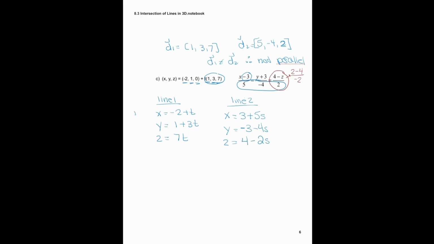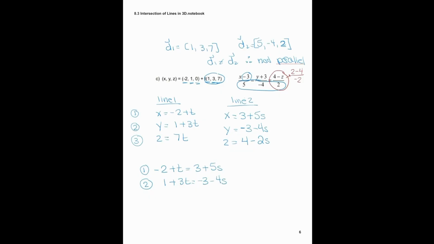Okay, let's say this is our equation 1, here's equation 2, here's equation 3. So we're going to pick any two of those equations and solve for t and s. Since we used substitution last time, let's use elimination for this one. So I'm going to choose equation 1 and equation 2. If we equate them, negative 2 plus t is equal to 3 plus 5s, and 1 plus 3t equals negative 3 minus 4s.